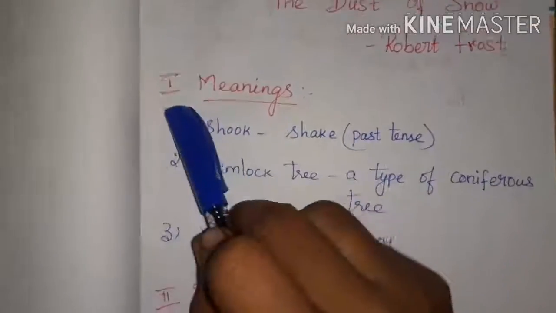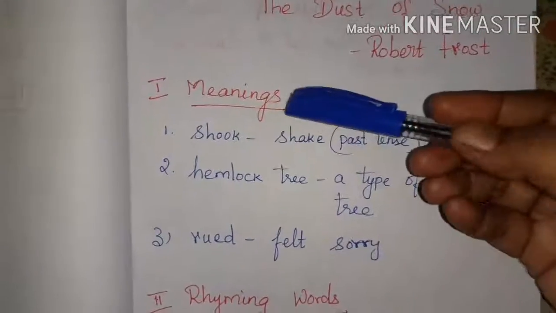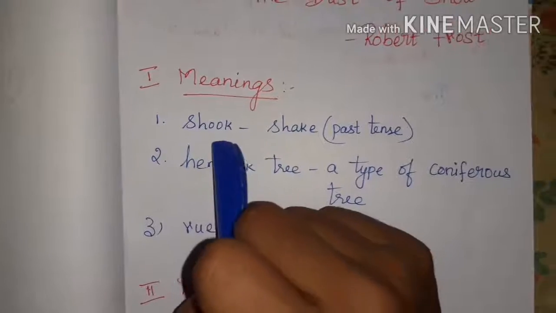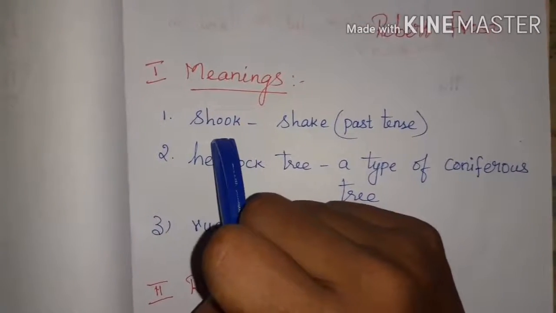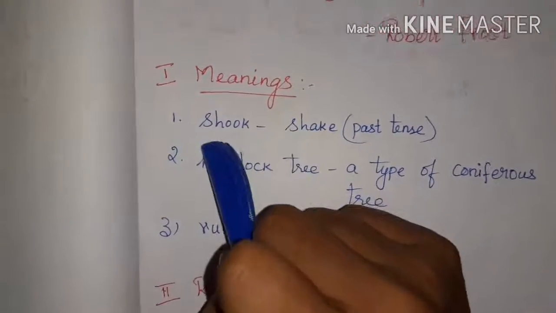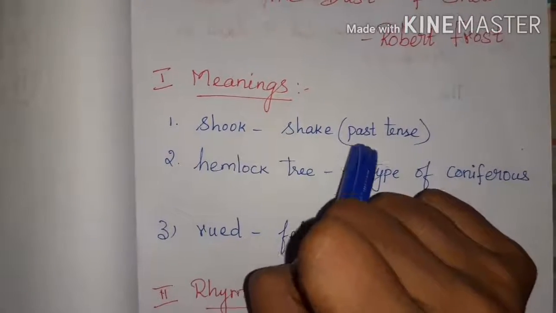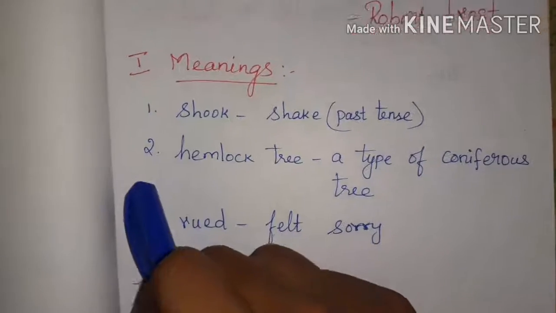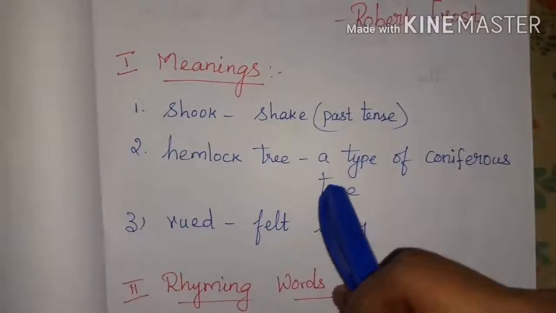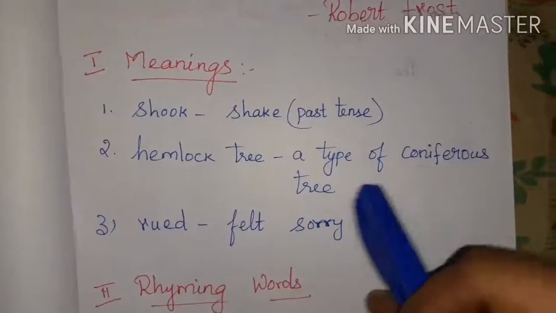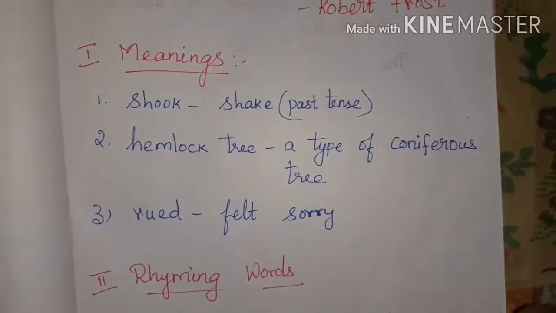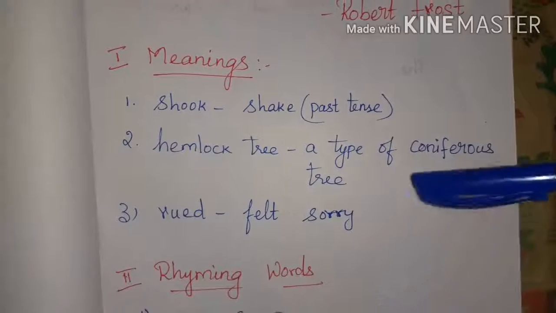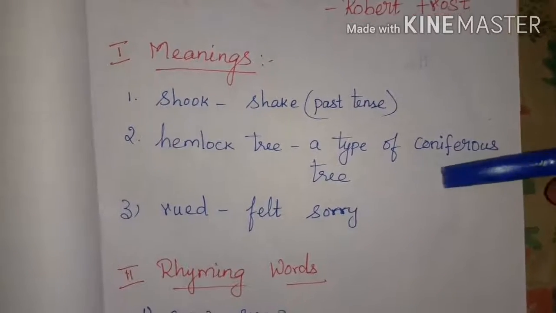Okay. Then first Roman numeral, meanings. Use black pen and blue pen alternatively. First one is shook. We have seen the word shook in the poem, isn't it? Shook means shake, past tense, shaking the feathers. So past tense of shake is shook. And then second one is hemlock tree. Hemlock tree is a type of coniferous tree. So it's like a Christmas tree, a tall coniferous tree, you know, isn't it? So it's an evergreen coniferous tree.